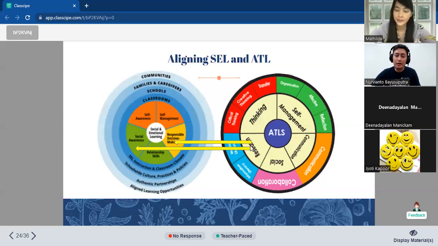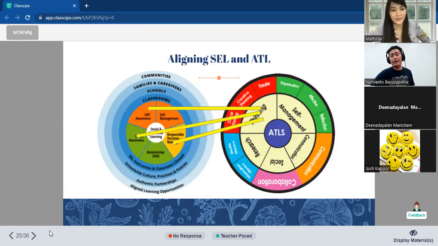Here I mapped it to responsible decision making, because when students do research, they also have to be aware of the ethical implications of their research, and also whether their research will benefit others. What are the social benefits of their research? That can go into social awareness. Okay, and the next one, the last one, thinking.